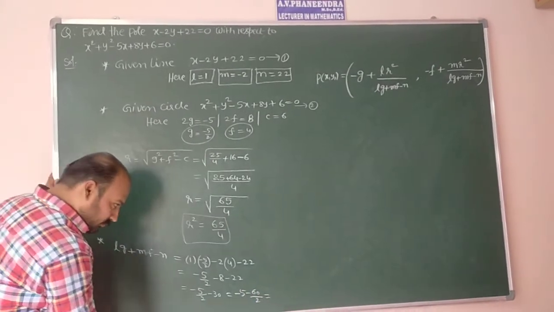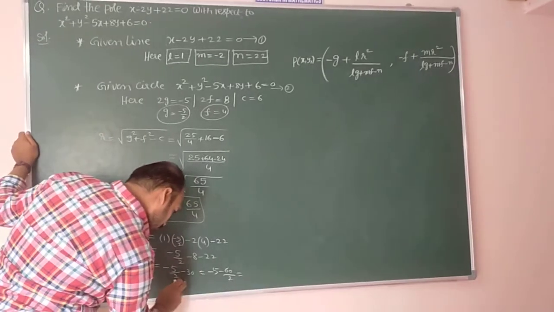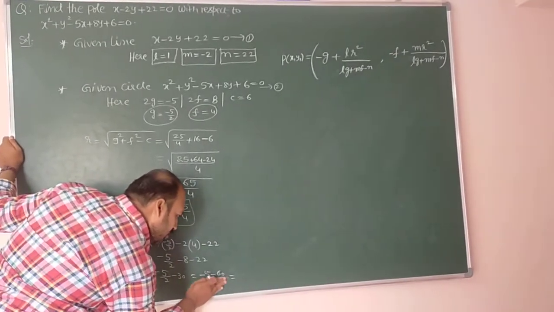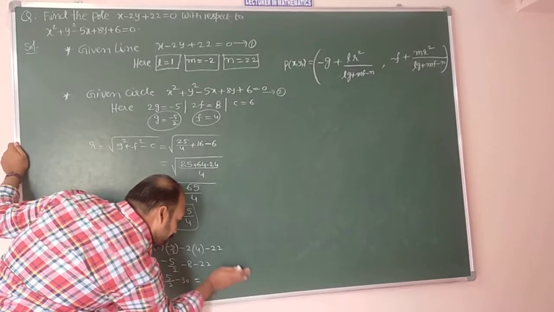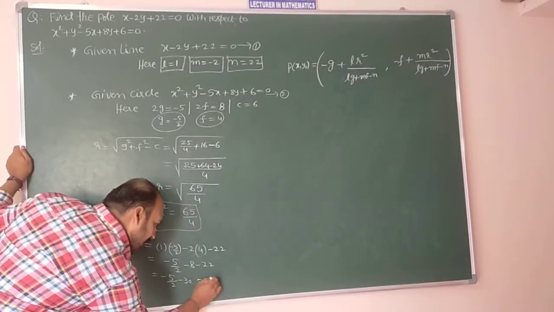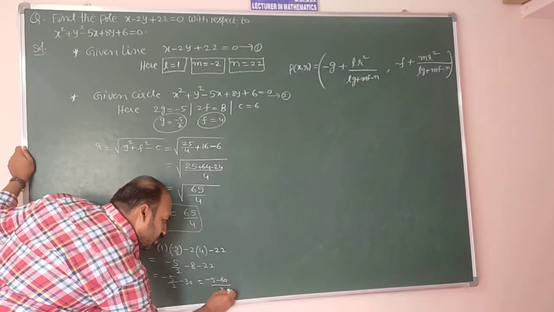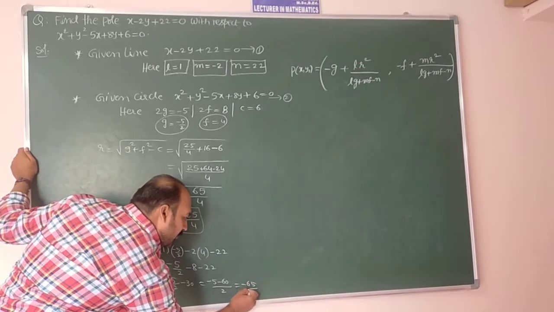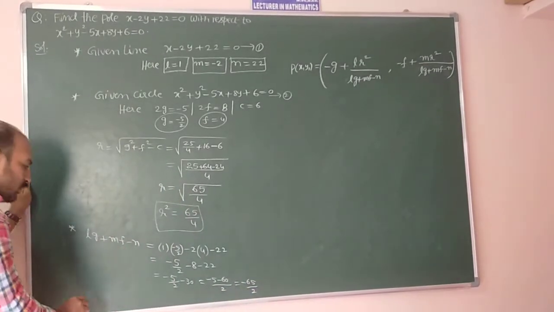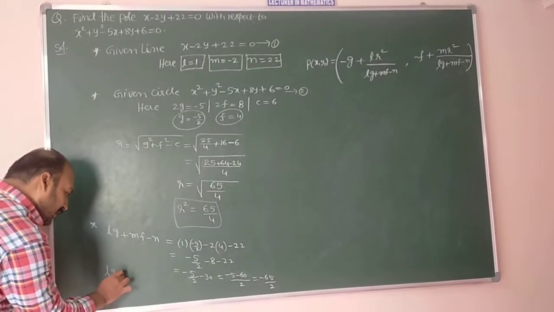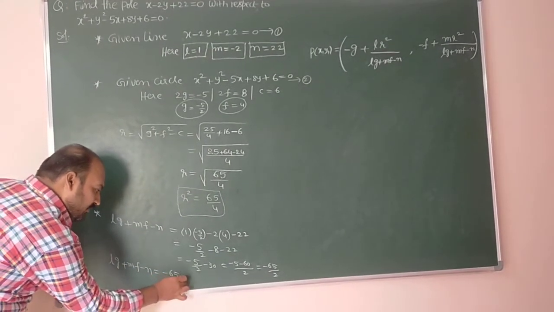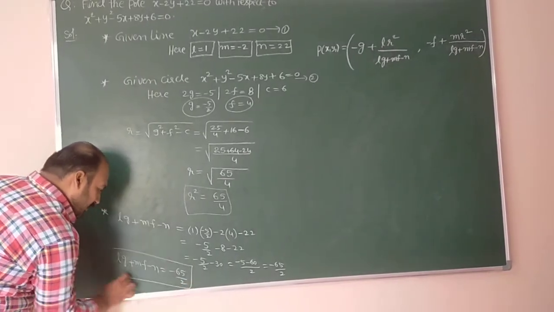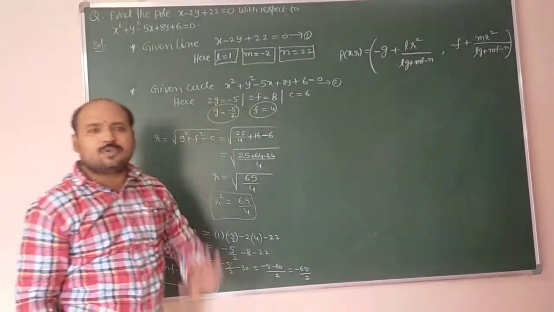Minus 5 minus 60 by 2, which is equal to minus 65 by 2. So the value of lg plus mf minus n is equal to minus 65 by 2. Ultimately this value directly can be substituted there.